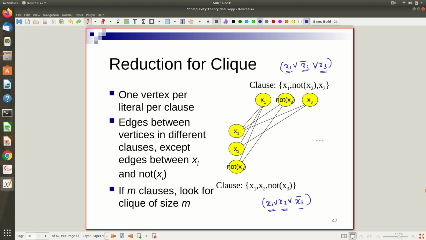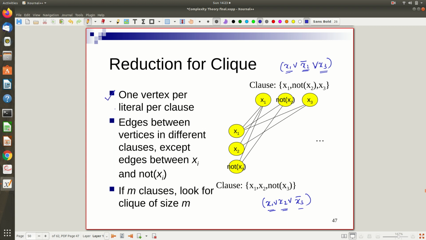Simply draw edges between literals of two different clauses in such a way that there is no edge from a variable to its negation. That is important. So, one vertex per literal per clause. How many clauses are there? Say k clauses, and it is a 3-SAT problem, so every clause contains 3 literals. There are 3k literals, so 3k vertices will be there.